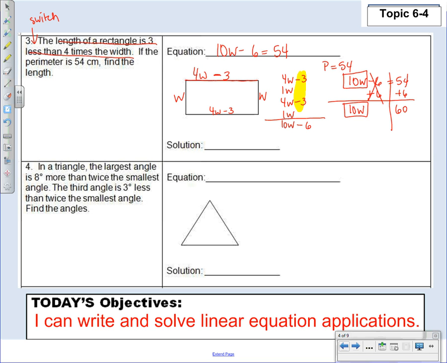We need W is 10 times W, so we do the opposite of multiplication, division. So we're going to divide both sides by 10. That gives us W is equal to 6.